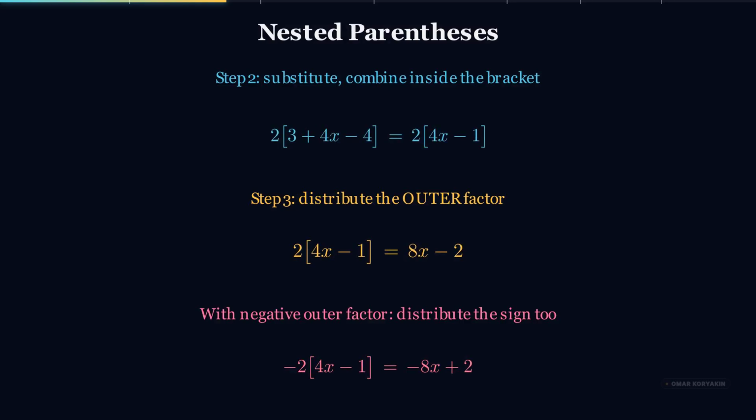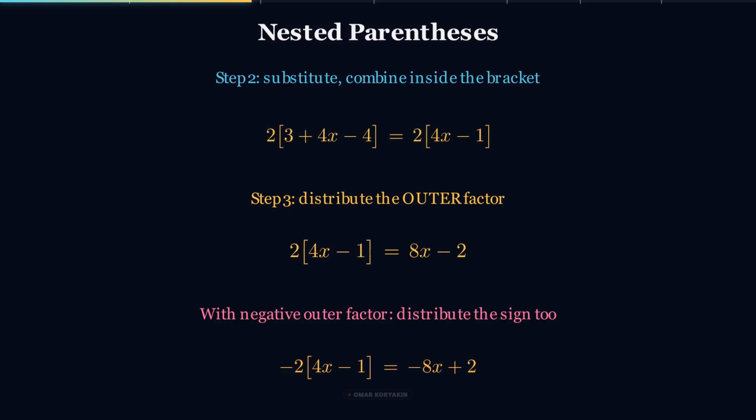An important variation: when the outer factor is negative, the negative sign distributes to every term inside the bracket the same way the previous lesson taught for single-layer distribution. So negative 2 times the bracket containing 4x minus 1 equals negative 8x plus 2, with both signs flipped from the positive case. This sign distribution at the outer layer is the place where most students slip up, so always pause and double check the sign on every term after distributing a negative outer factor.